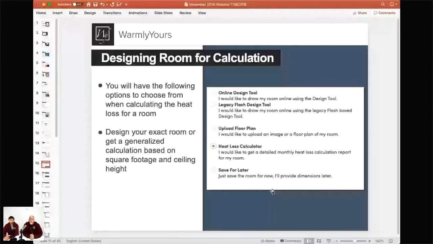Yeah, after creating the room, that first step is really just creating the project information. Then the system will guide you on what you actually want to do with that, because as you can see here in the image, you have quite a few different options. You can go to the online design tool and start designing your room and get us the floor plan that way. You can upload the floor plan. You can save it for later. But in our particular case, if we're trying to get the heat loss, we just choose the heat loss calculator, and that will get us into the actual tool.